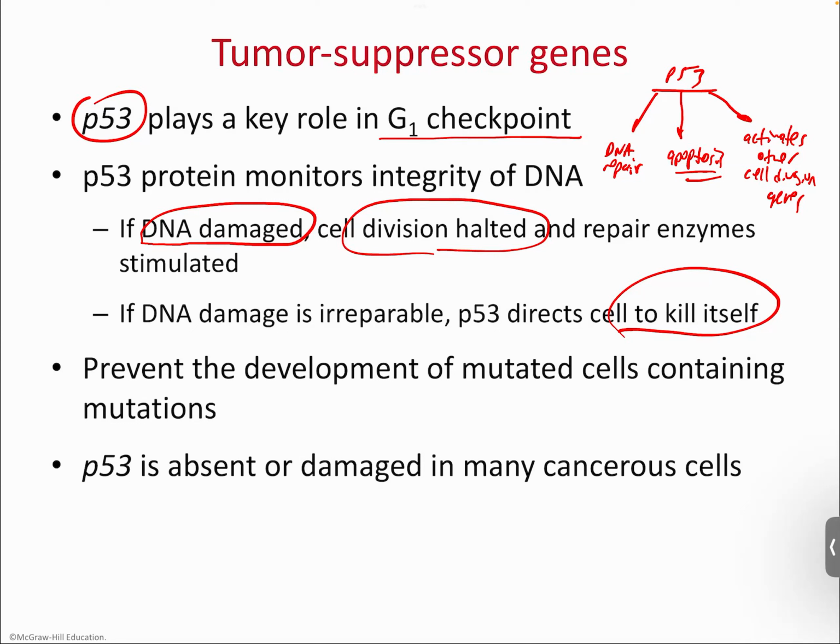Why? Because the mantra is do it right or die. You obviously can't do it right. So now you must die. And so that's what P53 does. And what this does, sounds pretty extreme, but what this does is it basically prevents bad cells from moving forward. And it prevents the accumulation of mutations.